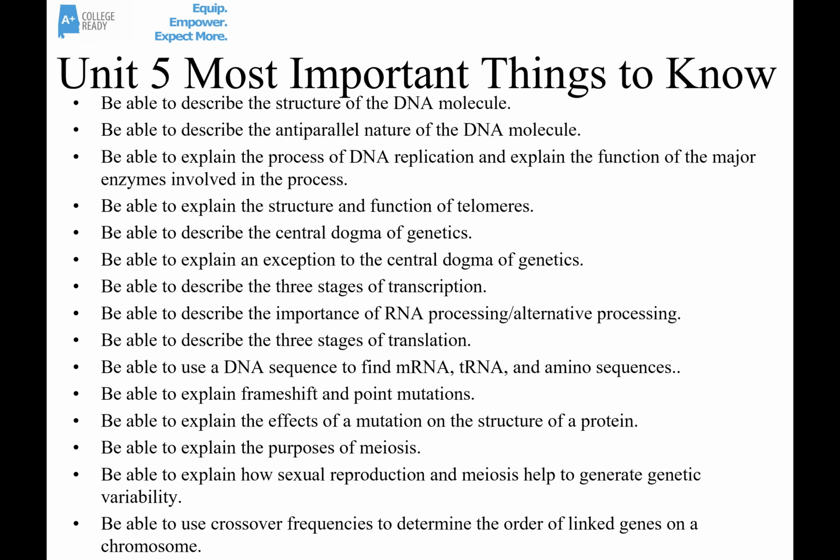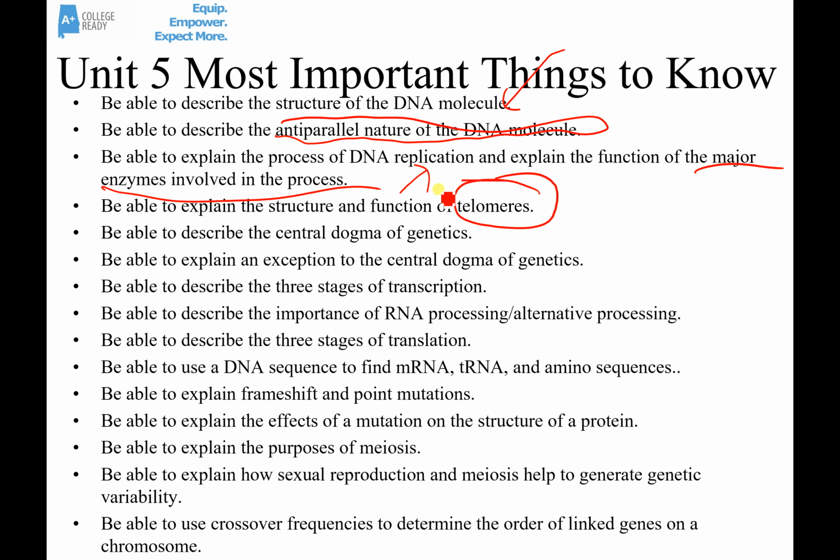So in terms of the most important things to know, this unit's about DNA and the central dogma of genetics. So make sure that you can describe the structure of the DNA molecule. Know what it means that the DNA molecule is anti-parallel. Be able to explain the steps involved in the process of replication and when it happens and why it's important. Also know the functions of the major enzymes involved in the process. Be able to describe what a telomere is and why its function is important.